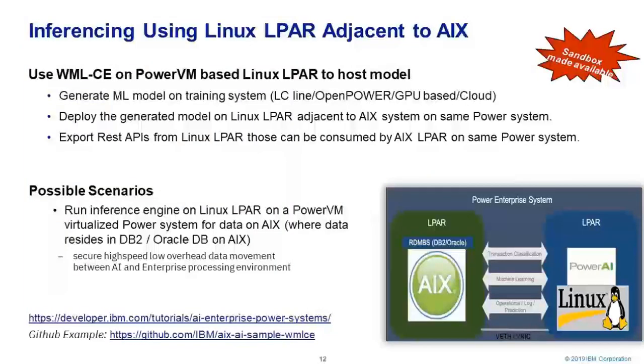So let's talk a little more about inferencing using a Linux LPAR. We have WMLC, which is Watson Machine Learning Community Edition. It is a set of AI frameworks like TensorFlow, PyTorch, and all the Python-based machine learning frameworks, all available in our Conda repository. All of these can be installed on the Linux LPAR sitting side by side with AIX, and you can run any model on this Linux LPAR, trained anywhere. Then you can export REST APIs using the virtual Ethernet or VNIC to the AIX LPAR next to it, and the AIX LPAR can use these REST APIs to do the scoring, while the model inferencing is running on Linux.